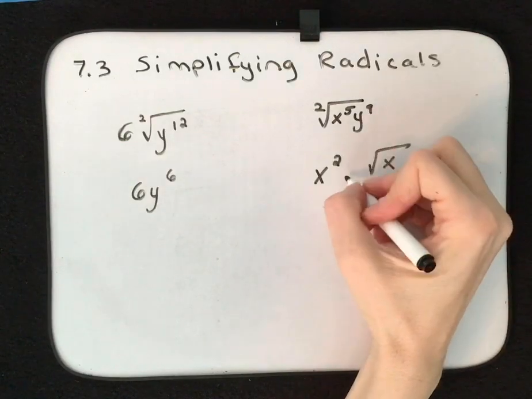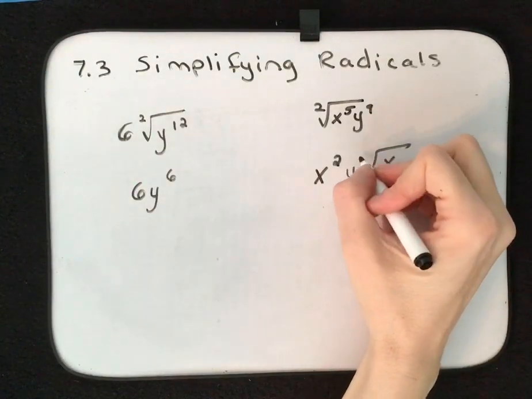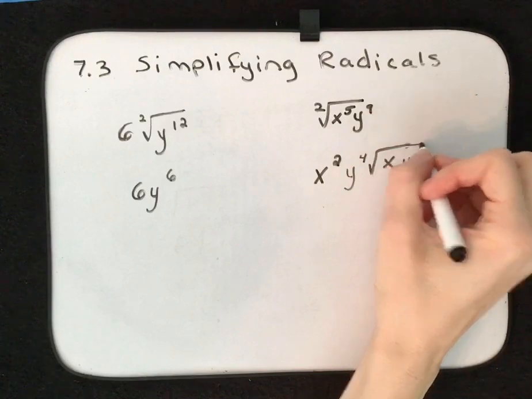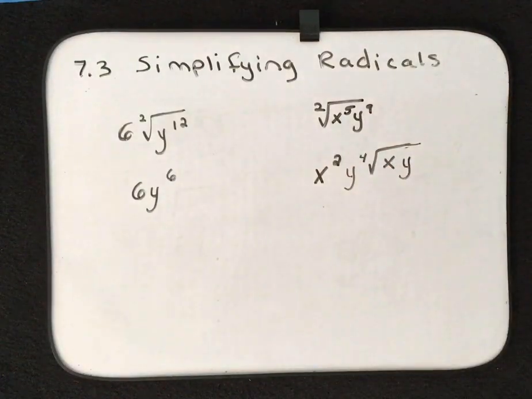Y to the 9th, 9 divided by 2, well, if it were 8, 8 divided by 2 is 4. So 9 means that we would have 1 left over. So we have y to the 4th and 1 left over. So that's what it will look like when we simplify.